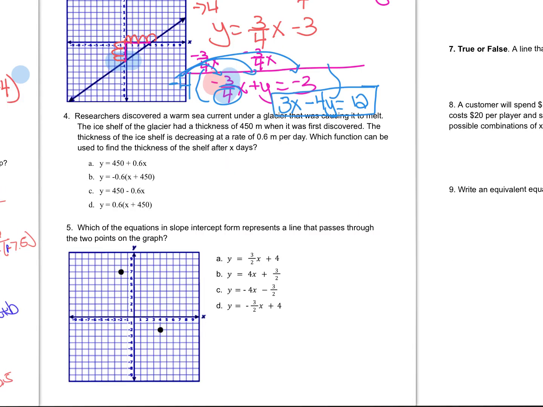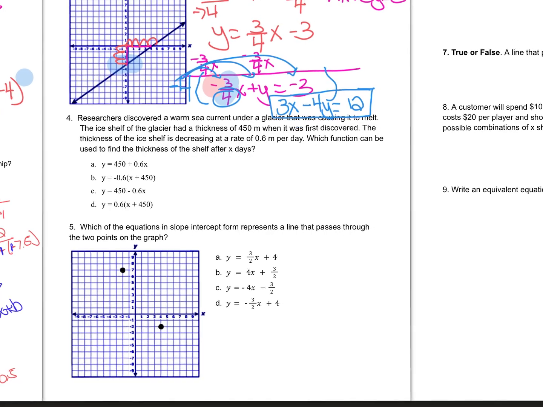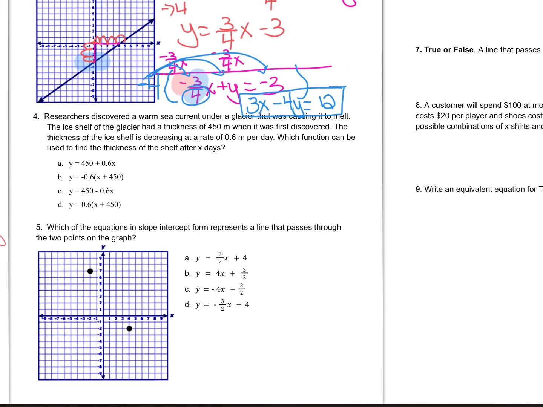So let's take a look at number 4, and oh, your favorite, an application. So let's see. Remember, with applications, let's take a look and see what information we are being told. Okay, well, we're dealing with an ice shelf, a glacier. Okay, what do I know? I know it had a thickness of 450 millimeters when it was first discovered. Look at that keyword, first. All right, that's a keyword there.